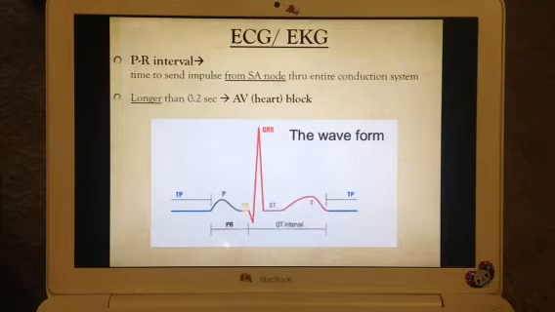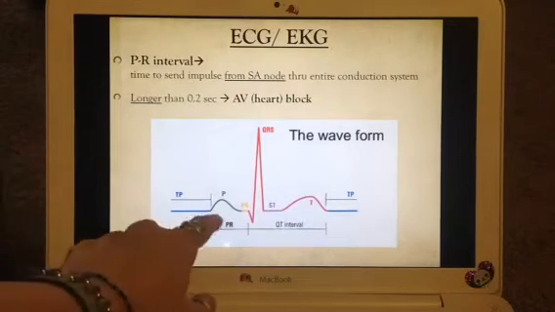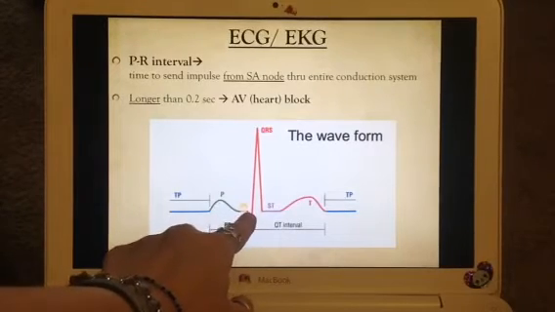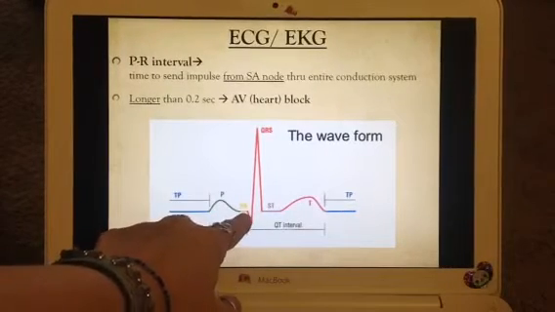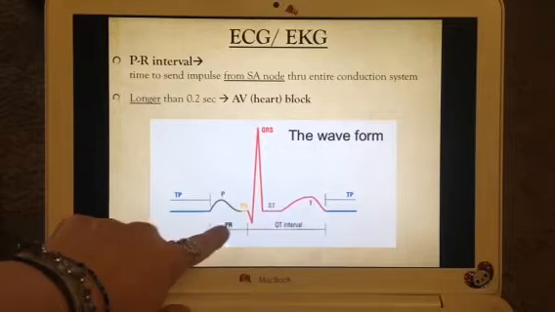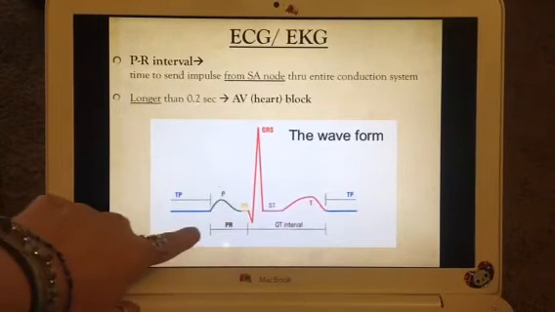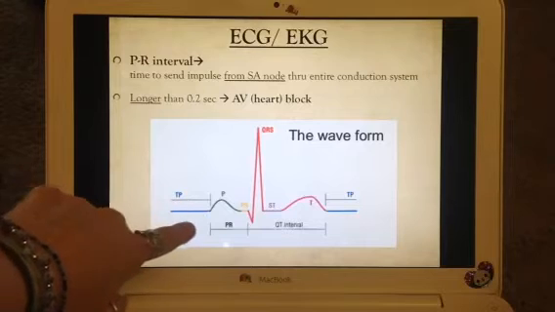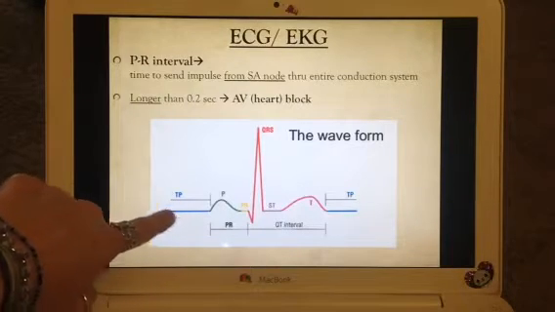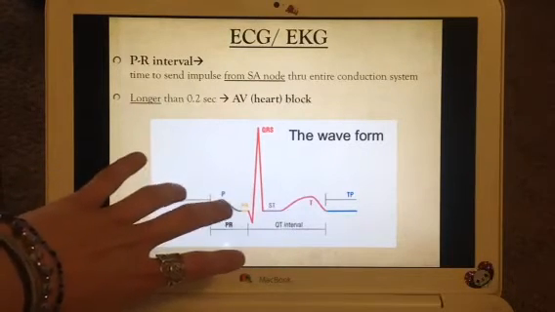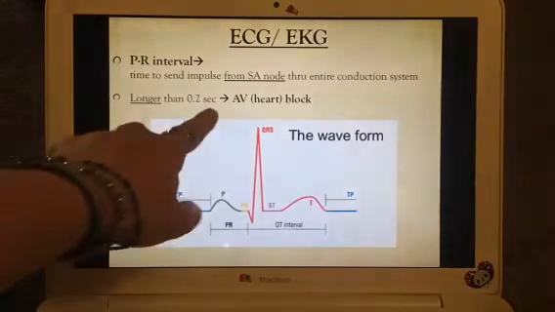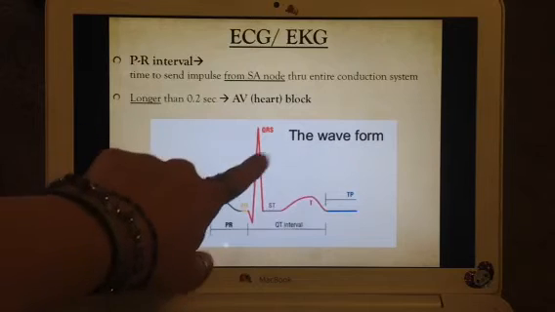So we talked about the deflections, now we have to look at the intervals. And the PR interval is the first important interval, which goes from the start of the P wave to the start of the QRS complex. And this is representative of the amount of time that it takes to send that electrical impulse or signal from the SA node, which is where it originates, through the entire conduction system. And this is really, really important because if it's longer than 2 seconds, then you must have a problem.